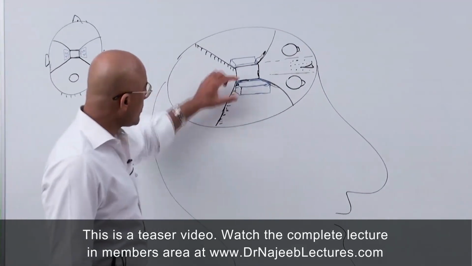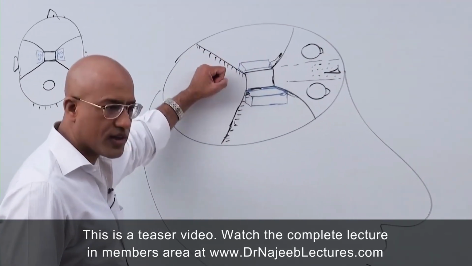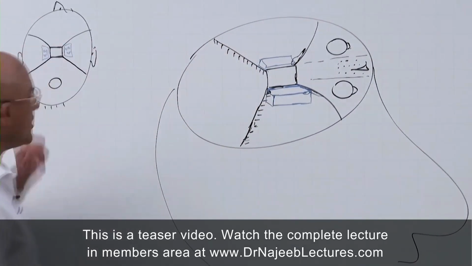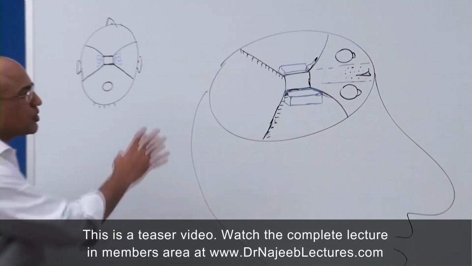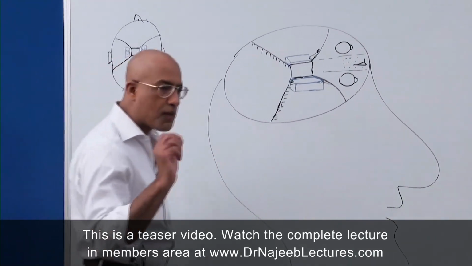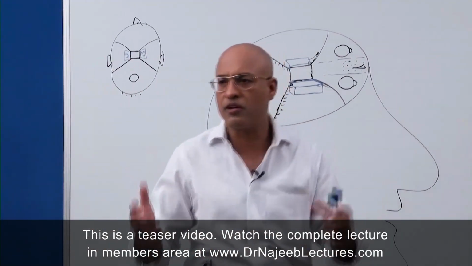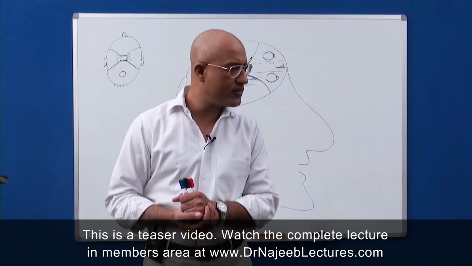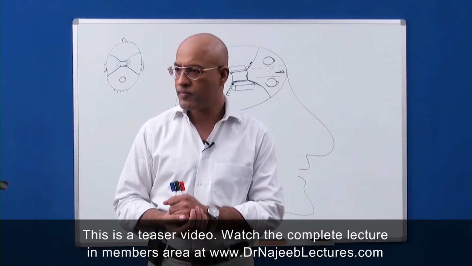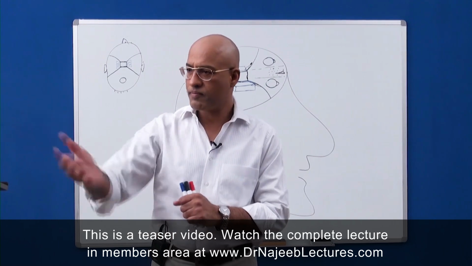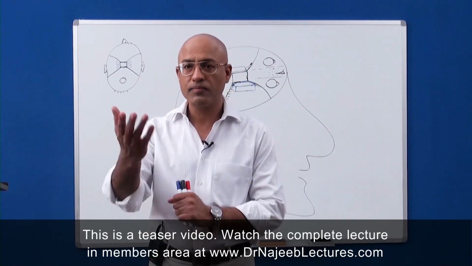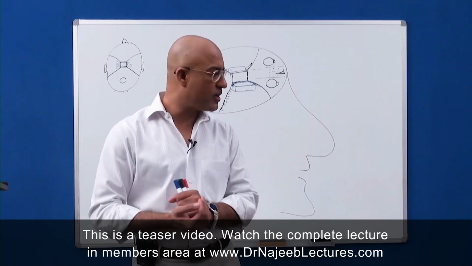Now, this is the basic structure. Now I will make a diagram from the side, right? And we'll go into detail of it. Any question up to now? It was just a basic concept. What is cavernous sinus? Why do we call it cavernous sinus? Any question? Why do we call it cavernous sinus? No one wants to answer me.